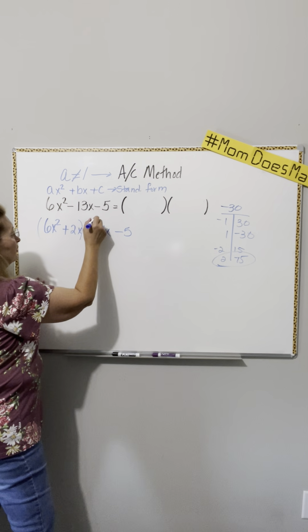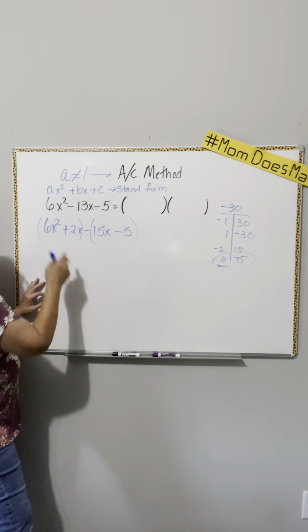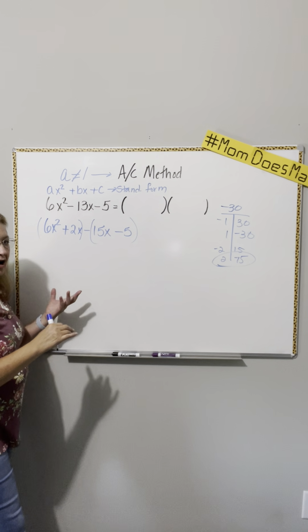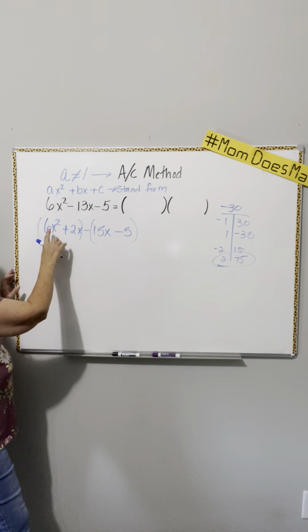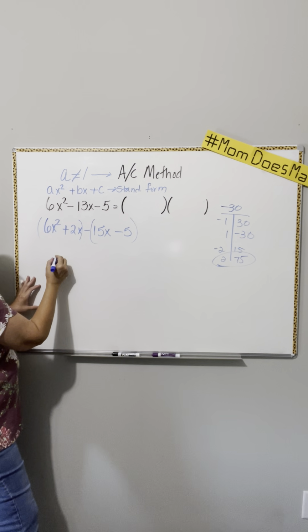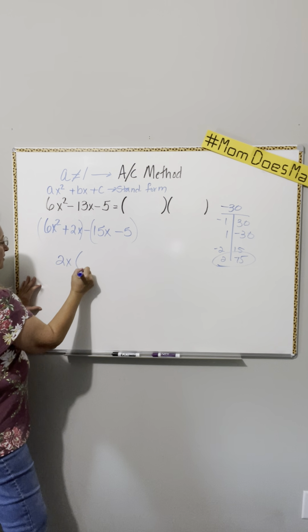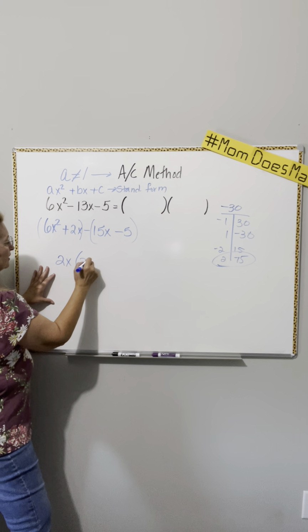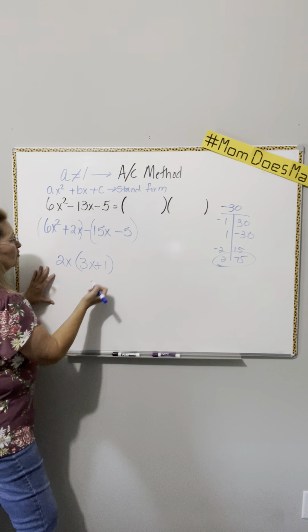So we're going to group here and group here. Now we're going to take out the greatest common factor. The greatest common factor between 6x squared and 2x is 2x. When I divide that out, I get 3x plus 1.